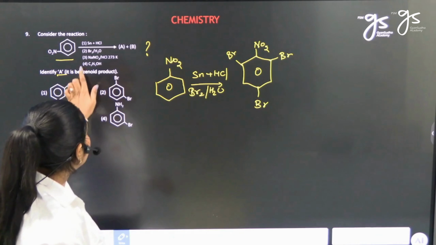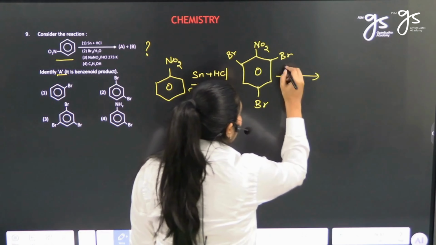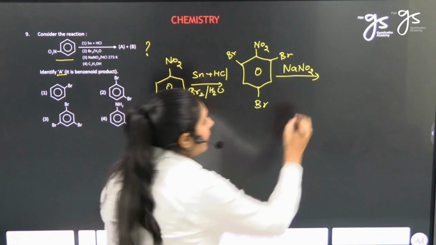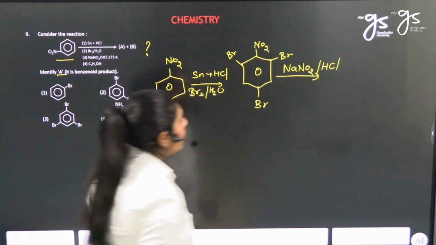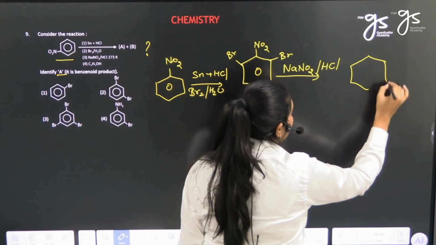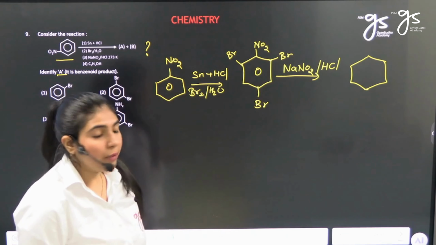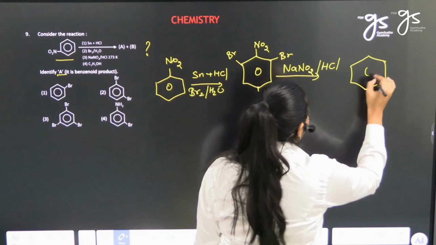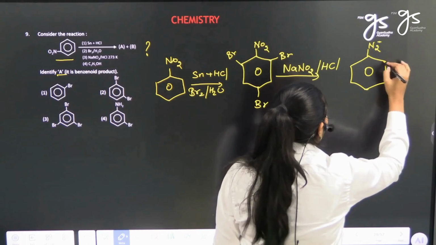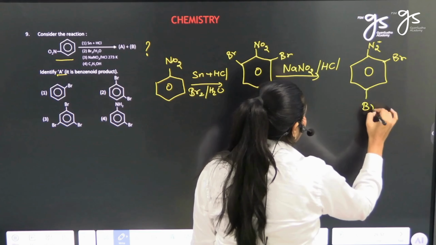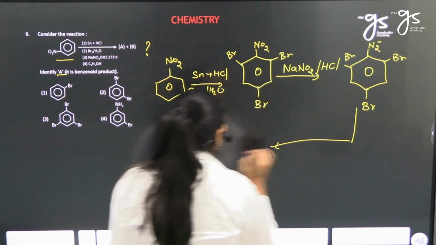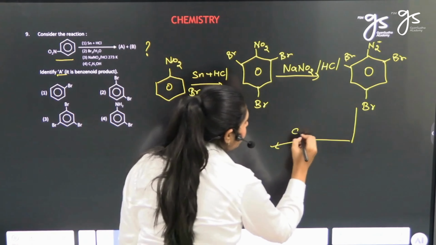Furthermore, the third reagent is NaNO2 and HCl, which we have seen in the Sandmeyer reaction as well. This reagent will turn this compound into a diazonium salt, which is the diazotization of the compound. So the NO2 will convert into the N2 positive part, and the bromines will remain the same. Now furthermore, what is reacting over here? C2H5OH.